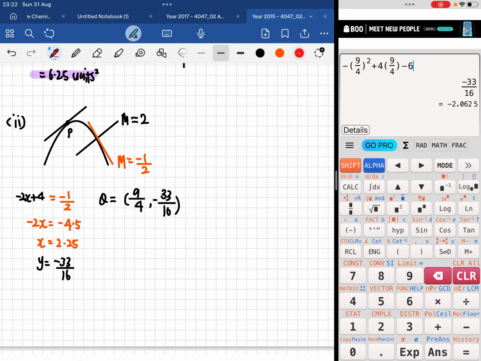Anyway, for this question, I want you to always remember the gradient of the tangent to the curve. We just know it's dy/dx, because in order to find the gradient at a point on the curve, you always draw the tangent.